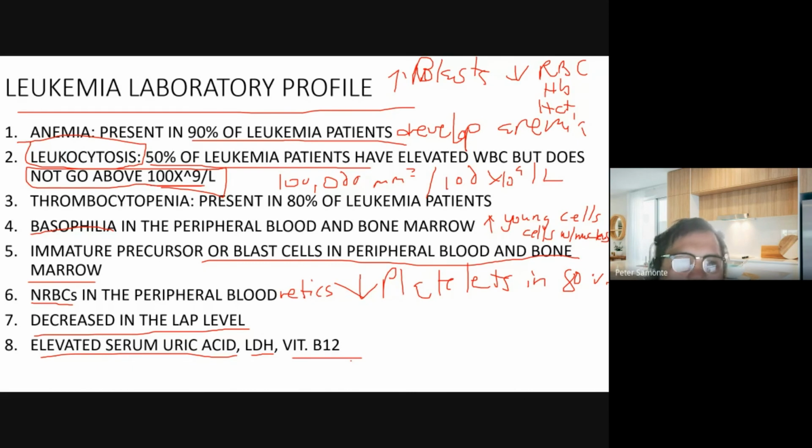So this is your laboratory profile for leukemia. You have anemia in 90% of patients, leukocytosis in 50%, thrombocytopenia in 80%, basophilia in the peripheral blood and the bone marrow, immature precursor cells or blast cells in the peripheral blood as well as in the bone marrow, and nucleated RBCs or uretics in the peripheral blood. Then you also have a decrease in the LAP level and elevated serum uric acid, lactate dehydrogenase, and vitamin B12.